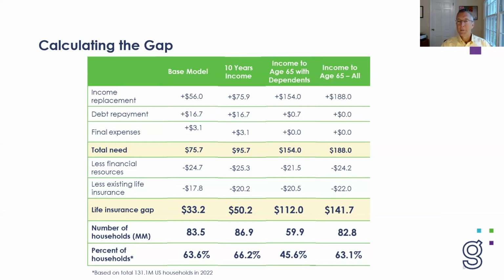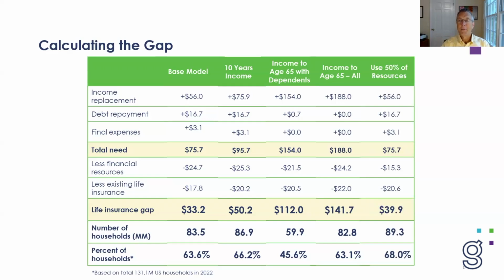If we then did income to age 65 for anybody, whether you had dependents or not, you get very huge numbers, 141 trillion. And if instead, going back to the base model, we said, let's not use up all of their savings, because some of that money is retirement savings that the surviving spouse might need to use for their own retirement if this person were to pass away. So if we reduce the resources used to just half of them, the opportunity jumps from 33 to about $40 trillion.